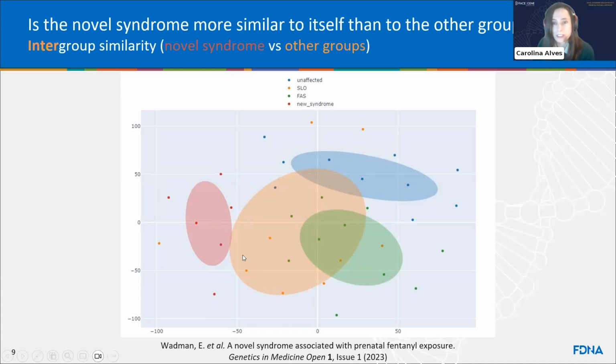Then we also wanted to compare the novel syndrome to the other groups with intergroup similarity. So we did the same cosine similarity comparison, but now we are comparing all the data points from the novel syndrome with all the data points from each of the other groups. For example, here between the novel syndrome and the unaffected group, here with the Smith-Lemli-Opitz group in orange, and also the fetal alcohol syndrome group.